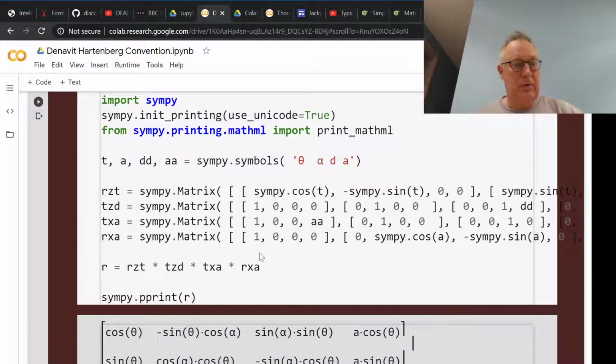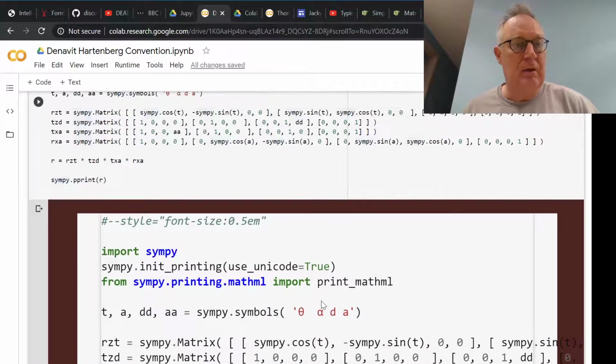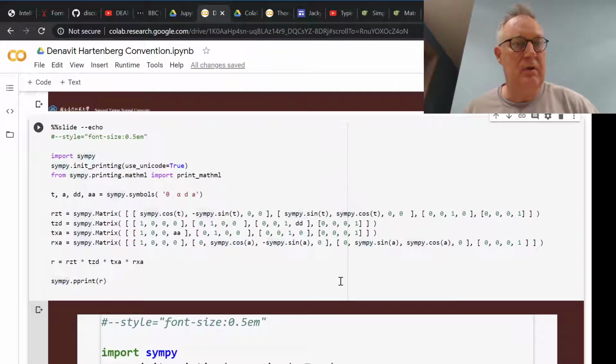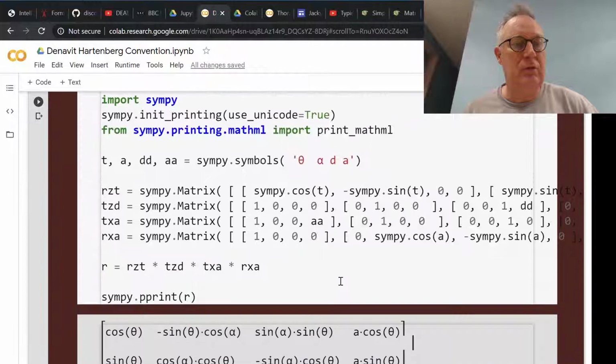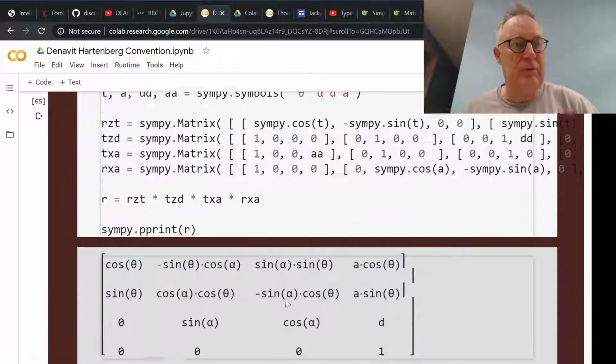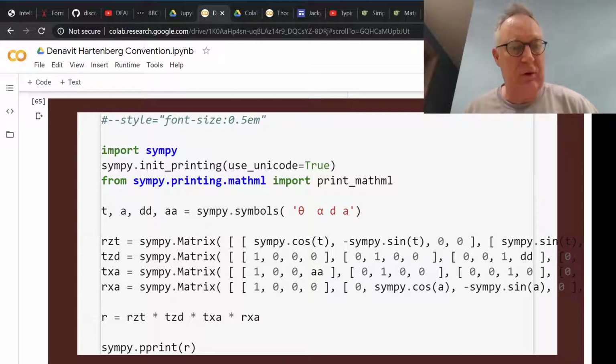And then this is what we get. So cos theta, negative sine theta cos alpha, sine theta sine alpha, a multiplied by cos theta; sine theta, cos theta cos alpha, negative cos theta sine alpha, and a multiplied by sine theta; and then 0, sine alpha, cosine alpha, d; and then 0, 0, 0, 1. So this is the correct transformation matrix now, the one that we can derive from Denavit-Hartenberg assumptions 1 and 2. All our transformation matrices now are going to have this form.